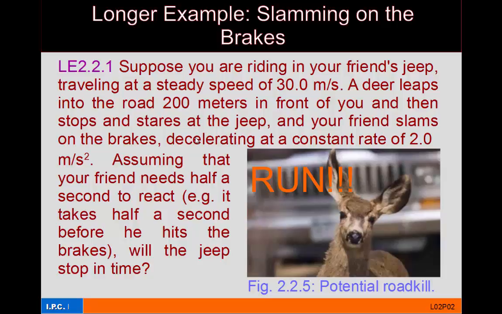And let's say that your friend is able to get a deceleration of 2 meters per second squared, constant. So assuming that it takes about a half second for your friend to see the deer and register that it's there and then slam on the brake, from this time where the deer is 200 meters in front of you, what we want to know is, are you going to stop in time or are you going to hit the deer?